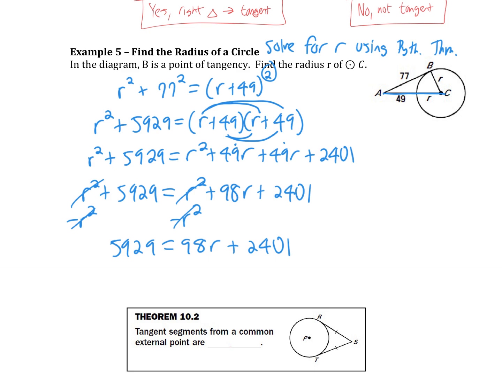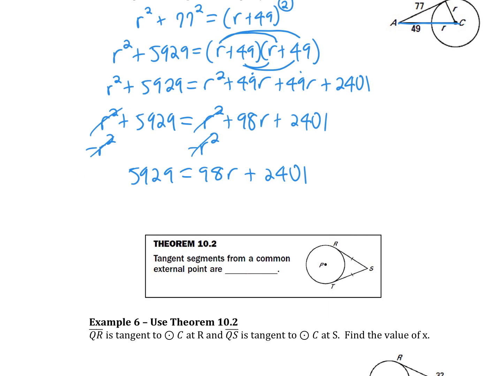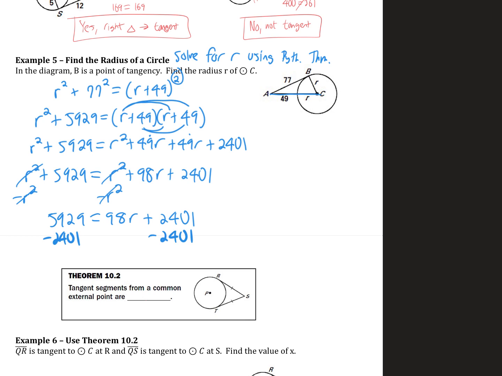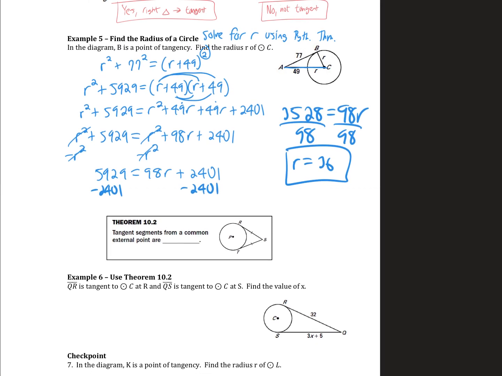Okay. Now we need to solve for r by getting 98r by itself. How do we do that? We'll subtract 2401. And we get 3,528 equals 98r. Divide by 98 to solve for r. And r is going to equal 36. That's the radius. That's kind of a tricky one. That's a lot of things going on here. Okay? All right.